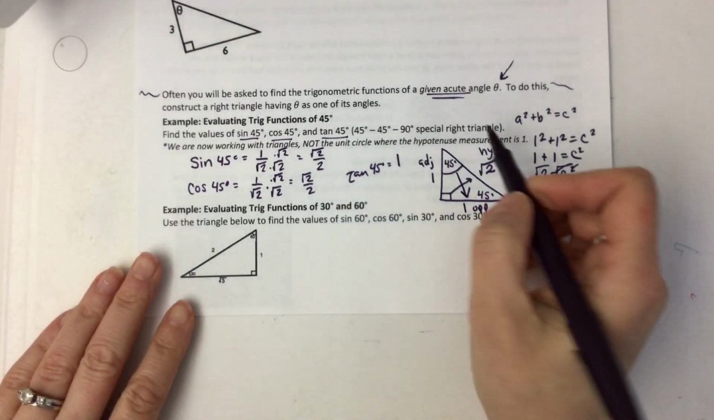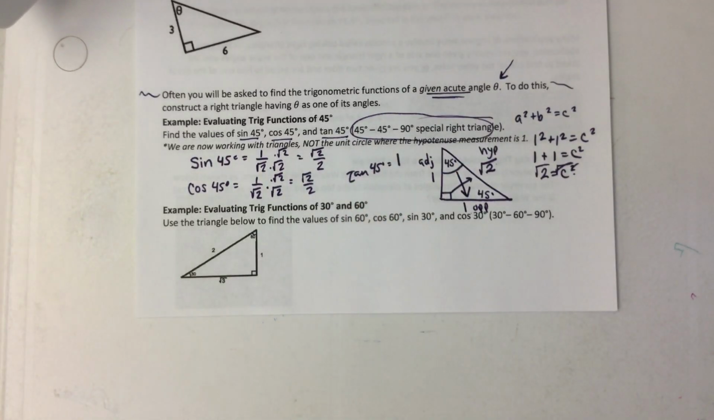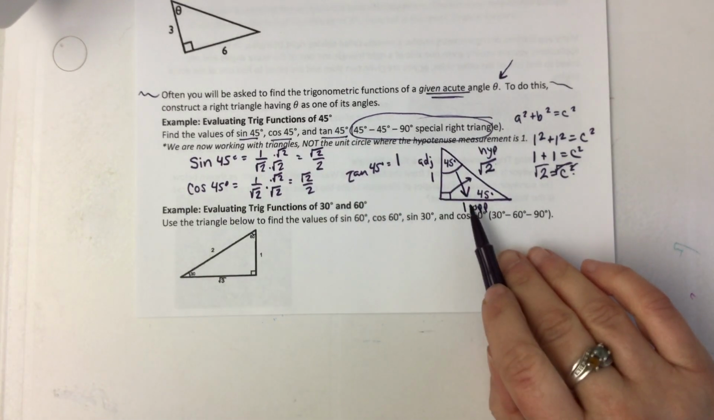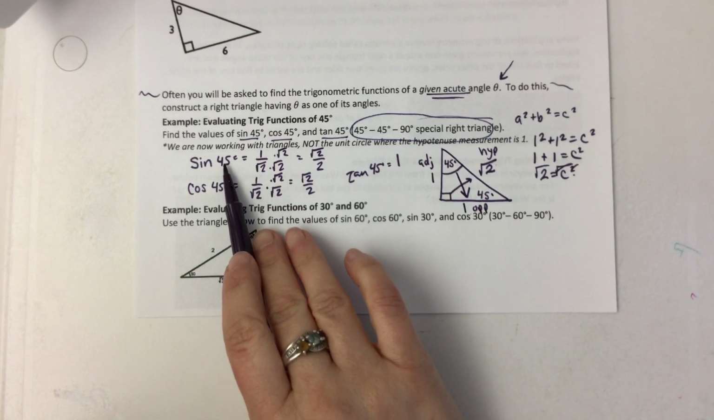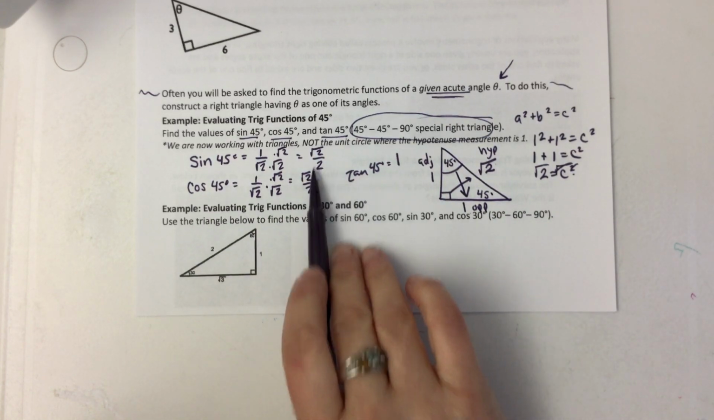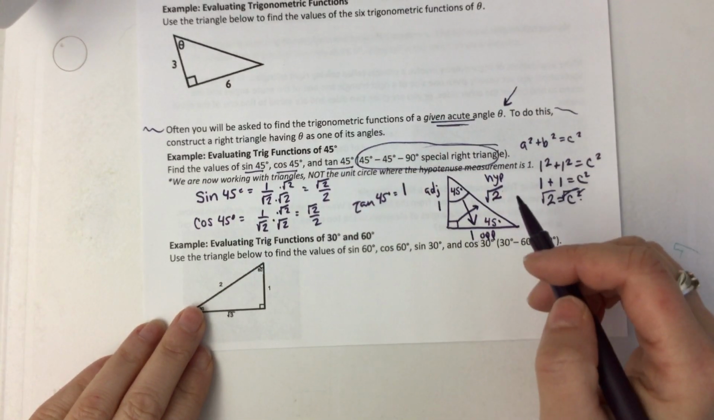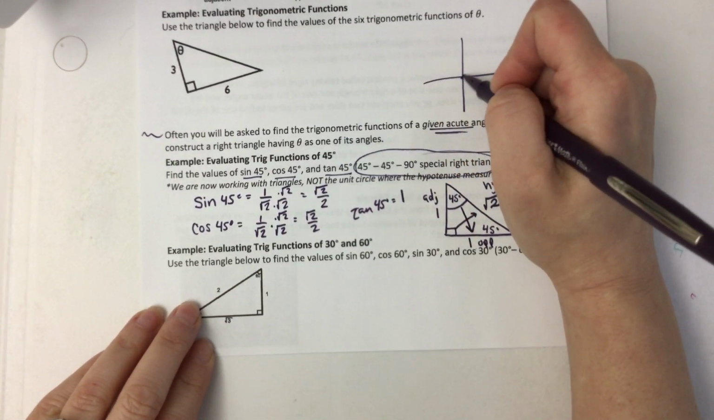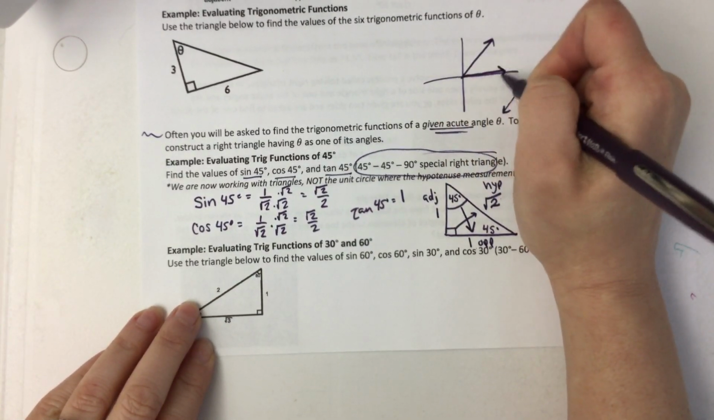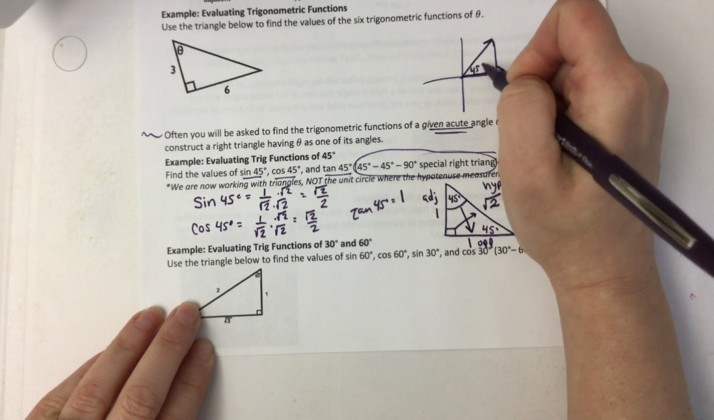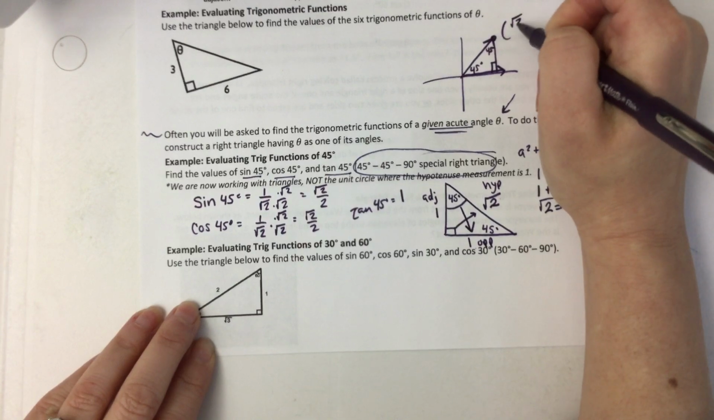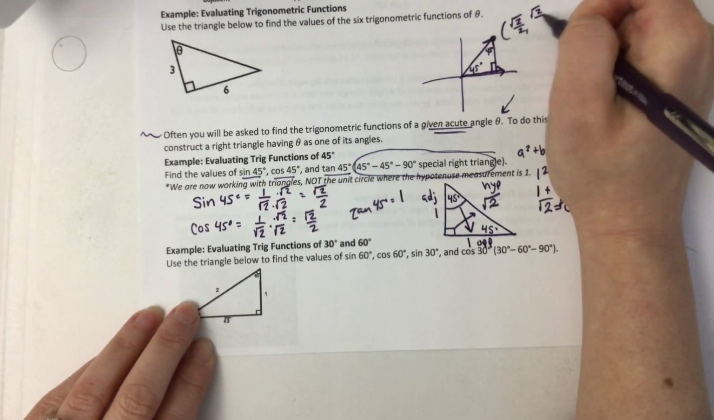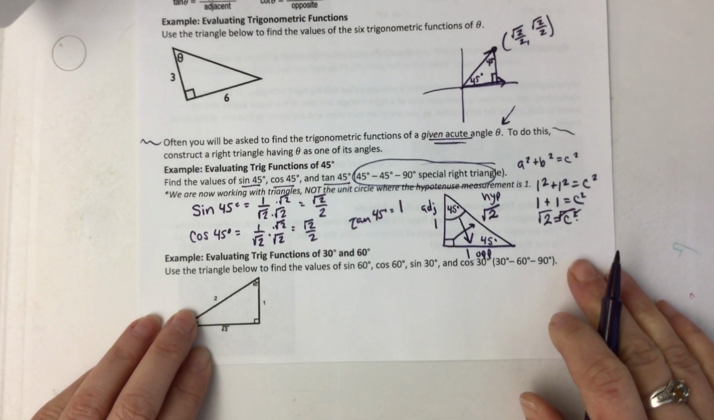So the cool thing is, because this was a special right triangle, even though we were looking at a triangle and we did not have the hypotenuse as 1, when we went ahead and found the sine, cosine, and tangent, we still ended up with the same values that we would have had on the unit circle. Because on the unit circle, this would have been 45, this would have been 45, this would have been 90. Our ordered pair would have been square root of 2 over 2, square root of 2 over 2.